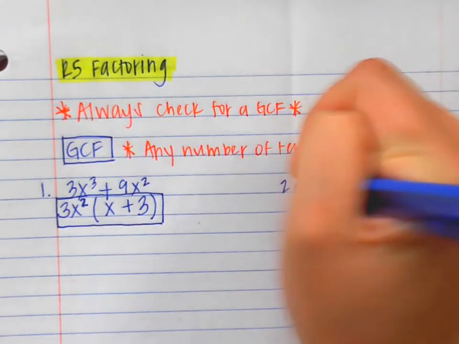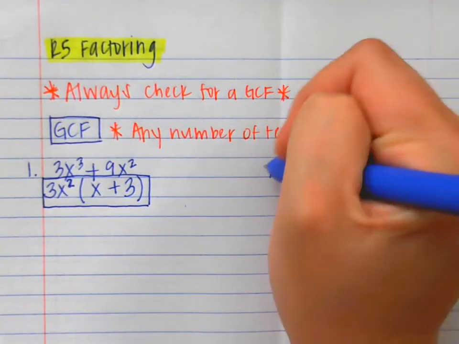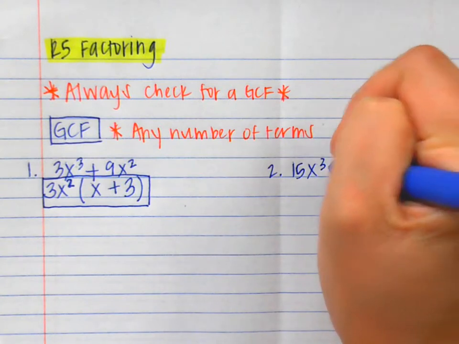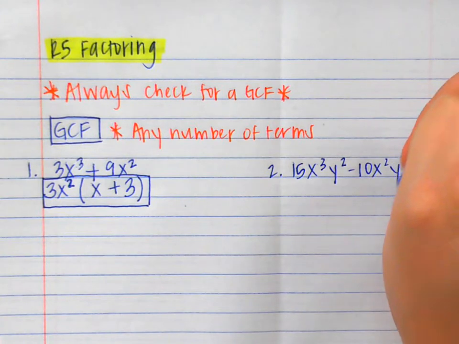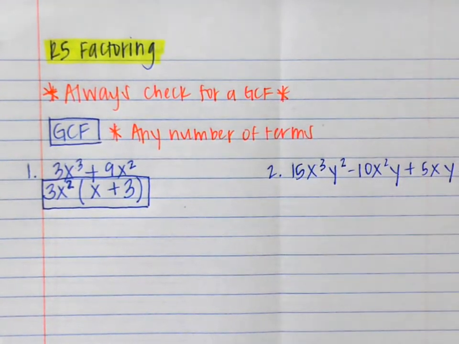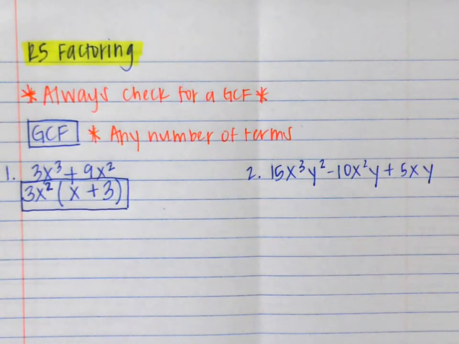But I like to have it even. Okay, so on number 2, what I want you guys to do is look at this example: 15x cubed y squared minus 10x squared y plus 5xy. I want you guys to look at that and see first, can you do this one on your own? And if you're feeling good, if you're feeling confident, pause me here and try this problem on your own.